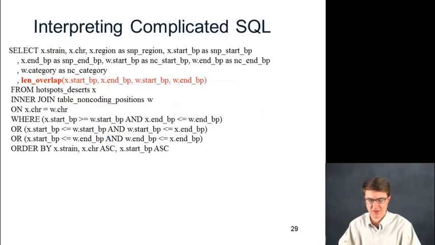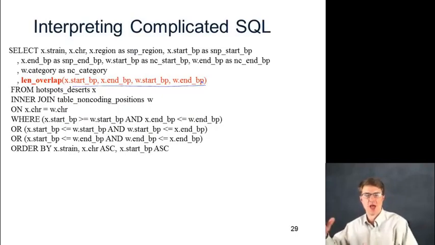So it's almost like there exists a function, length overlap, that involves these attributes, and we don't even care what's inside it. It's just a function. So that helps us sort of see the underlying simplicity of this query in this case. Okay.